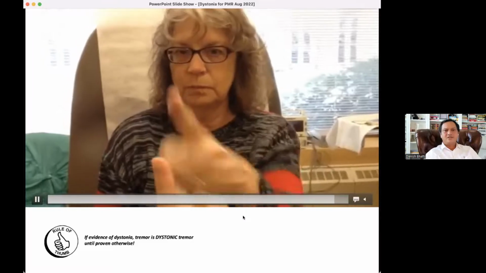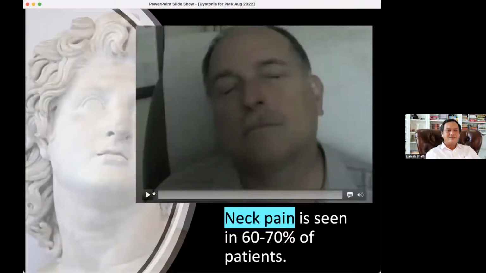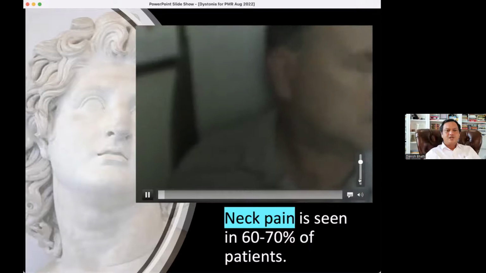The tremor is present in 60 to 70% of the patients. Neck pain is seen in 60 to 70% of the patients. As I said, the only dystonia that is known to have associated pain with it frequently is cervical dystonia. All other dystonias should have no pain.